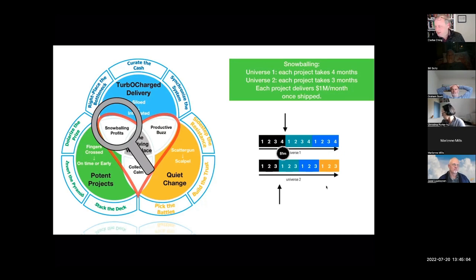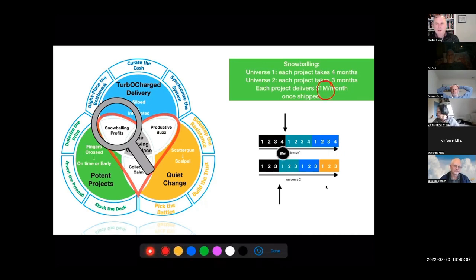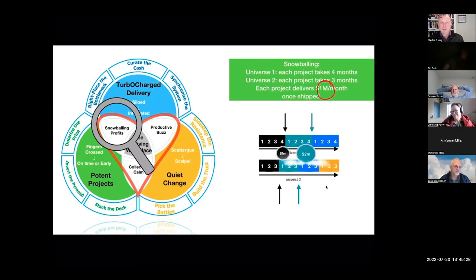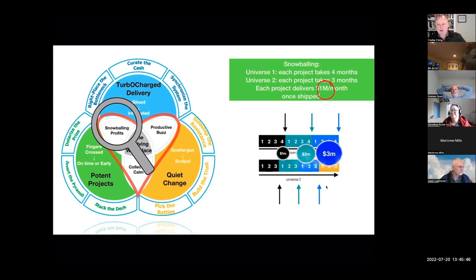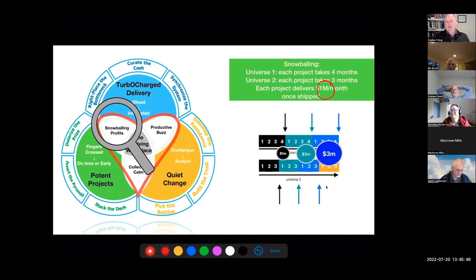But now there's an interesting thing. We might call that $1 million the cost of delay. The cost of delay for project two is $1 million, but it happens to start 1 month earlier in Universe 2, and it finishes 1 month sooner, so it makes an extra $2 million. Then for project three, the cost of delay is still $1 million, but it starts 2 months earlier and finishes in 1 month less time, so it makes $3 million. Then project four is $4 million, and project five is $5 million, and so on.